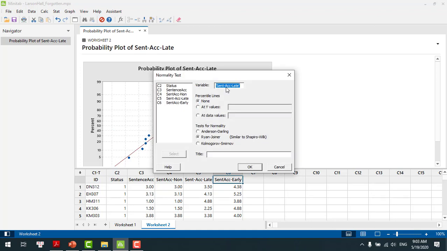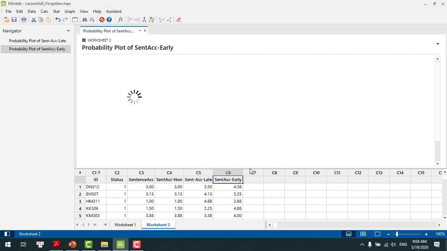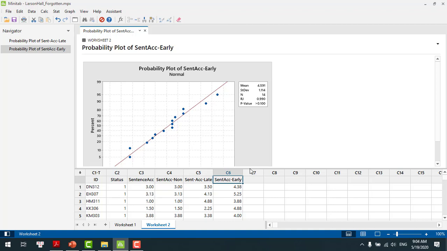Let's check the early group and see if it also meets the normality condition. So we go to the normality test, and now we're going to test the early group, always Shapiro-Wilk, and we run it. Here we have the line, the points, and notice again we've got a p-value higher than 0.1, which is higher than 0.05. Therefore, we conclude that the late group and the early group both satisfy the normality requirement.